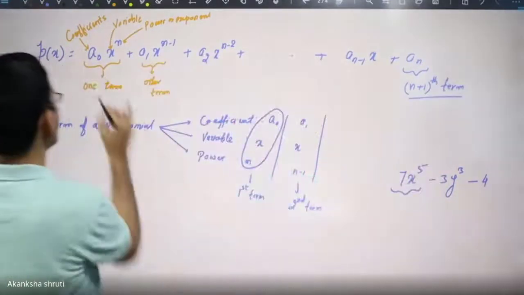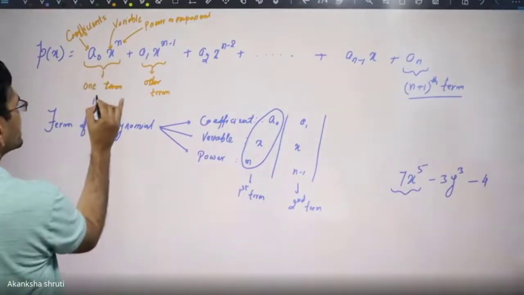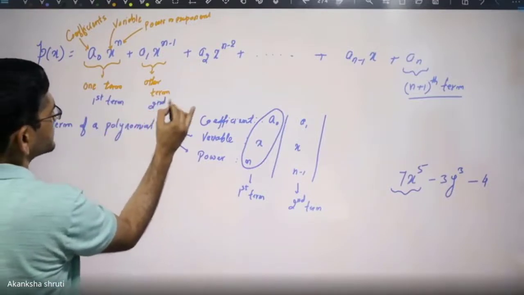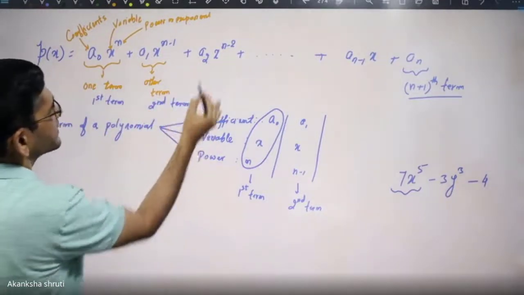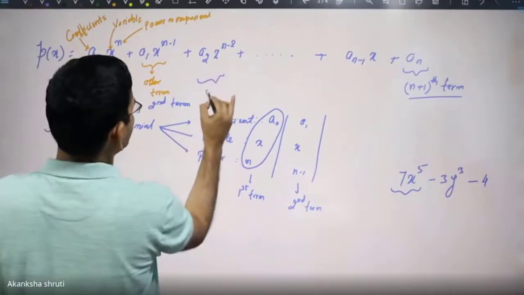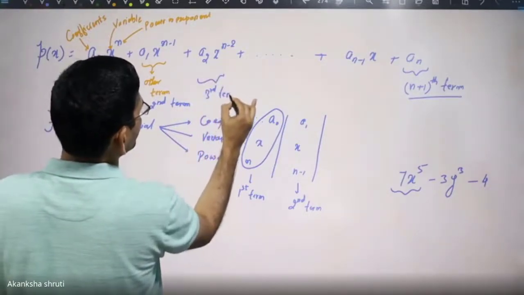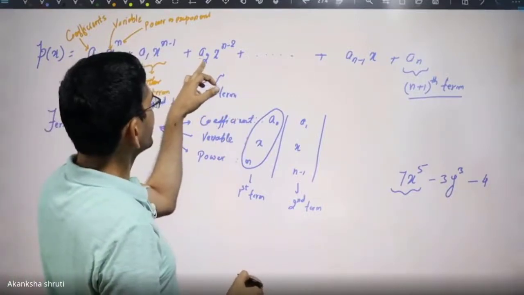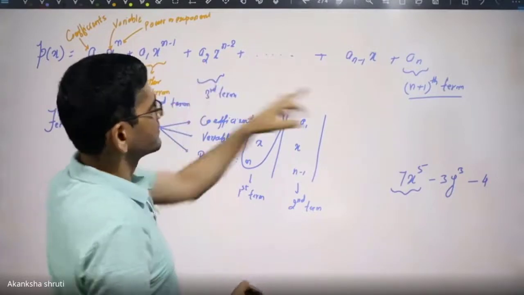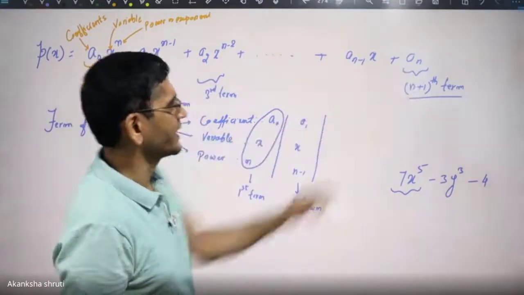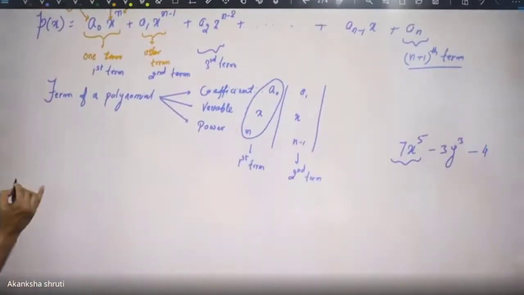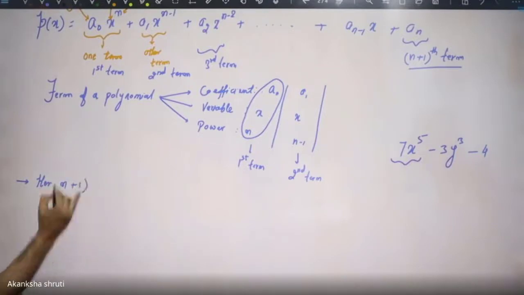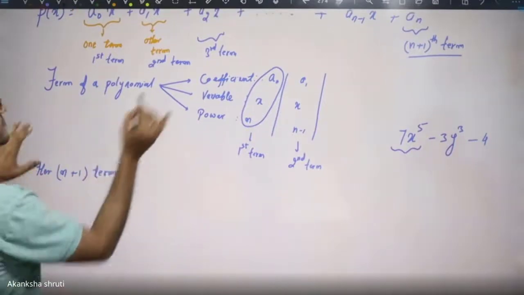Now because here it was A0, this is called the first term. This is our second term that I have taken. This, if I am considering as our third term. So here we are getting that the term number is 1 greater than the suffix of A. That's why if we have an, it means n plus 1 terms. So that is one thing that we have written.